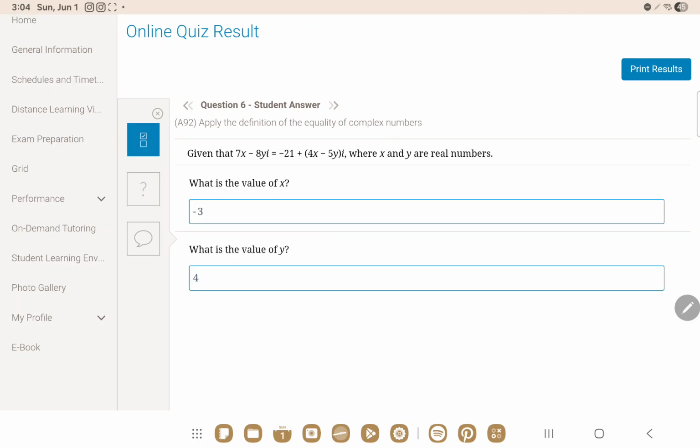Okay, so given that 7x minus 8yi equals these, where x and y are real numbers, what's the value of x and y? Now, in these types of questions, you have to do all the real numbers together and all the imaginary numbers together. What I mean by that is 7x equals negative 21. So x equals negative 3.